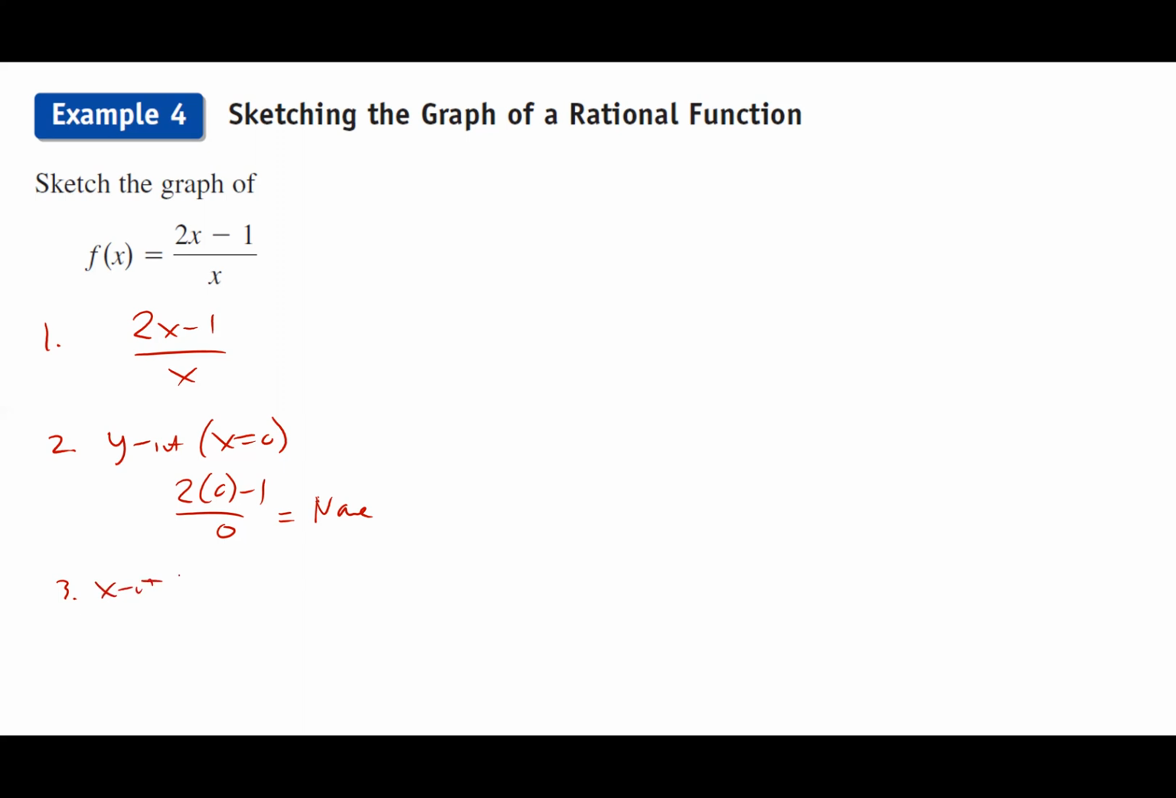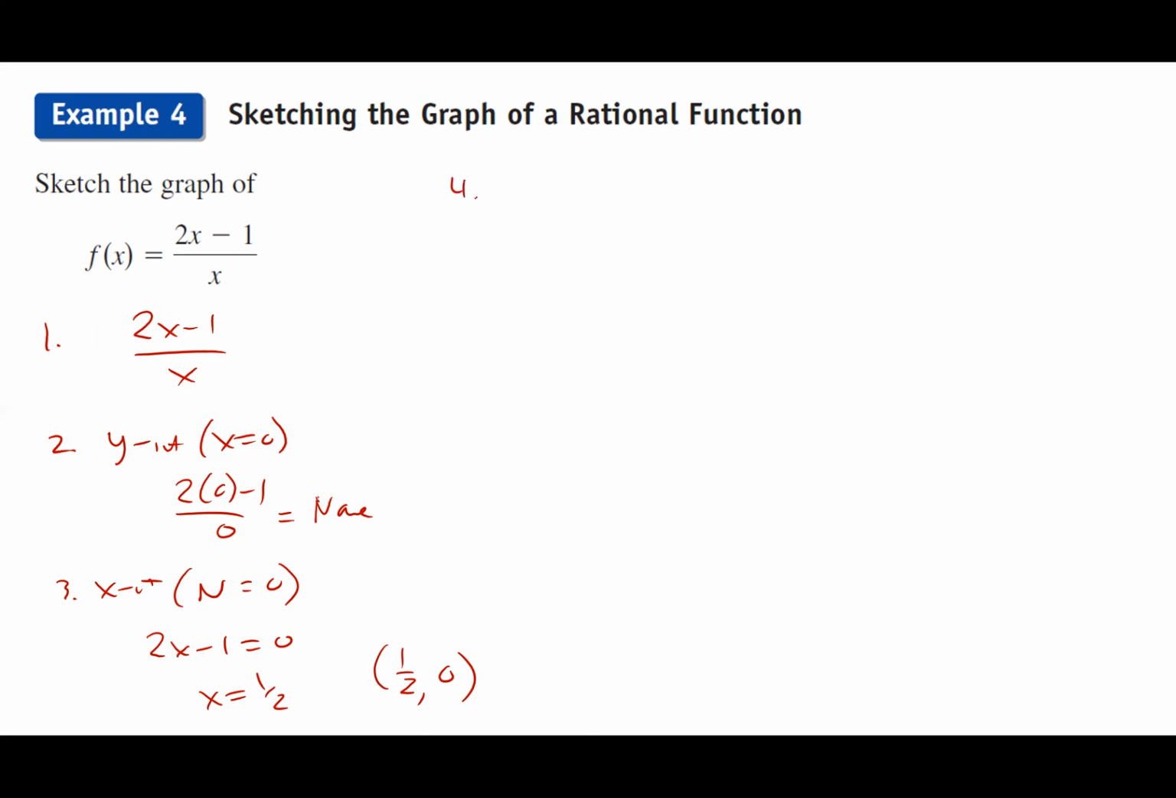Number 3, give me the x-intercept. So we're just going to put the numerator set equal to 0. Adding 1 and dividing by 2, I got myself a 1/2. So (1/2, 0) is on my graph. As long as I have a dot, now I can tell which direction it goes. If I don't have any dots, then I'm in trouble.